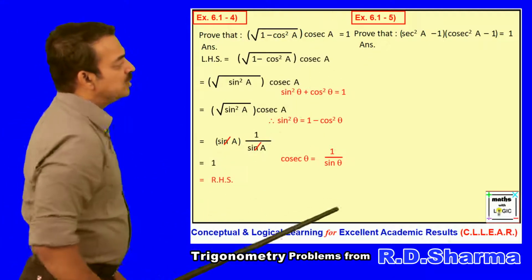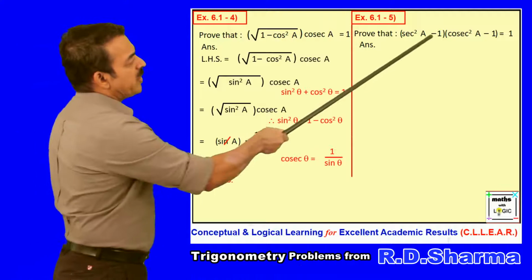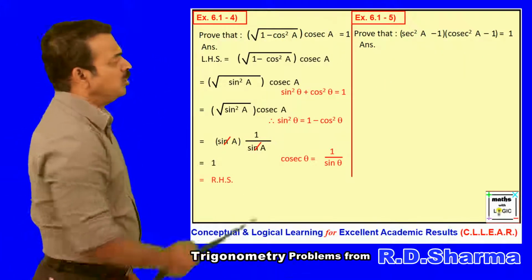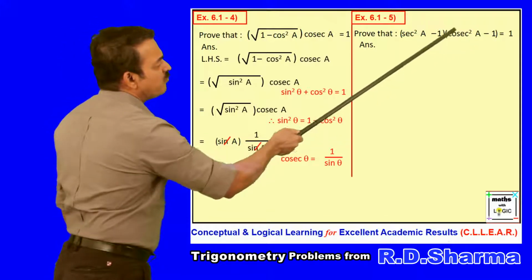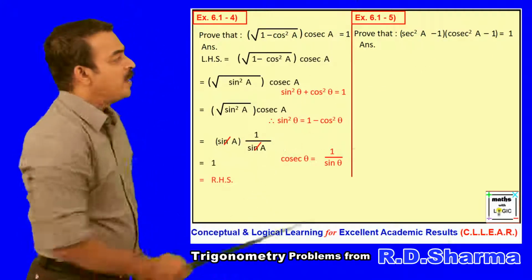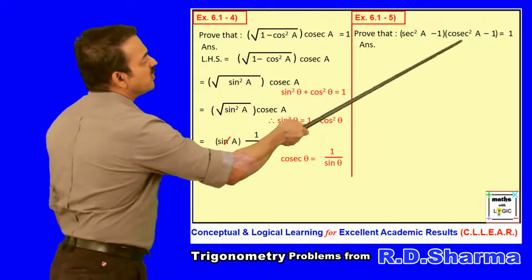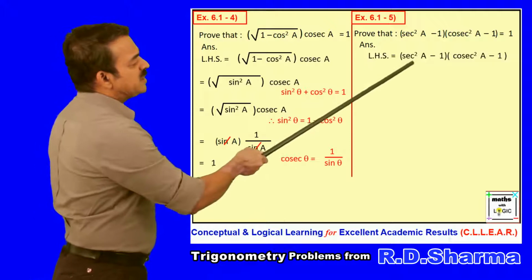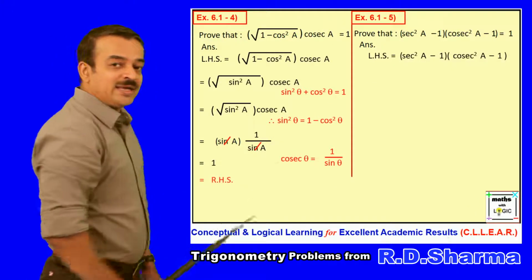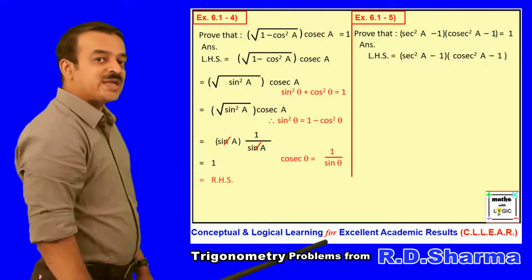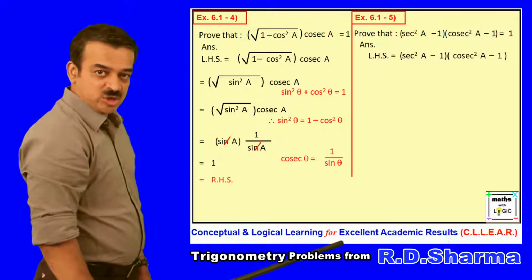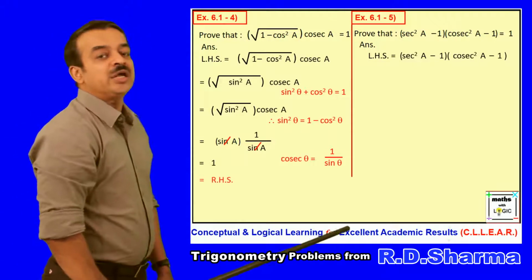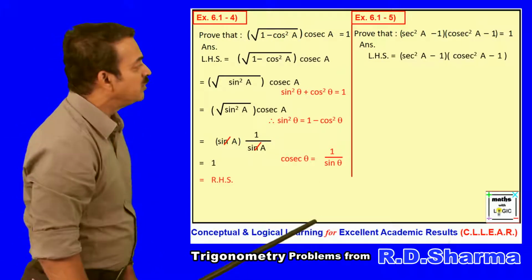Let us solve the next question. Sec square A minus 1 into cosec square A minus 1 is equal to 1. So it's pretty easy. Once again I want the product to be equal to 1. That means these two values should be reciprocals of each other. So is there any formula where sec square A is present? Yes. 1 plus tan square theta is equal to sec square theta. For this I will be applying 1 plus cot square theta is equal to cosec square theta.